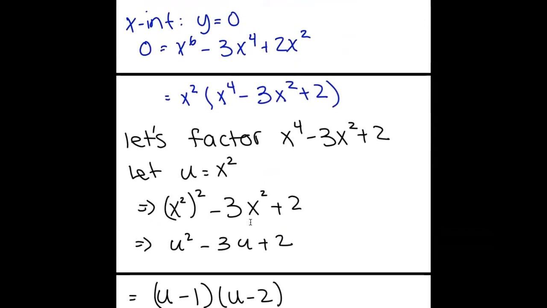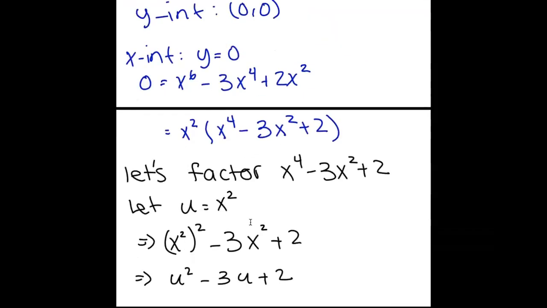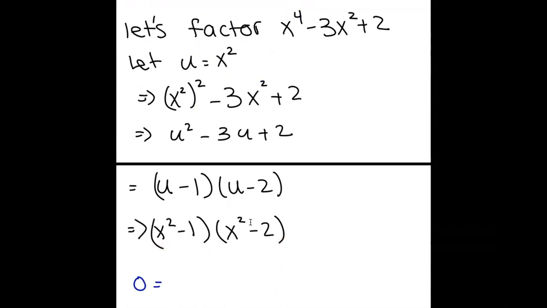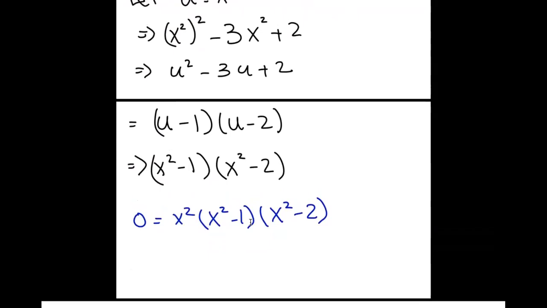Then our f of x, so going back, 0 equals x squared times this stuff, which is factored as this. So x squared times x squared minus 1, x squared minus 2. All right. Let's use our zero product rule. Either this is 0, this is 0, or this is 0. So x squared is 0, or x squared minus 1 is 0, or this is a difference of squares.